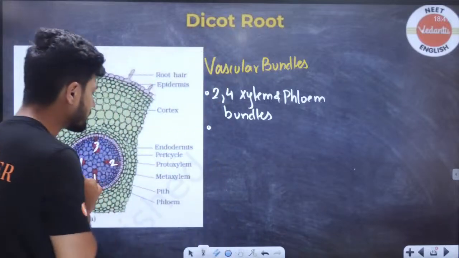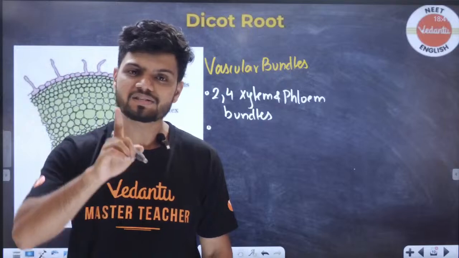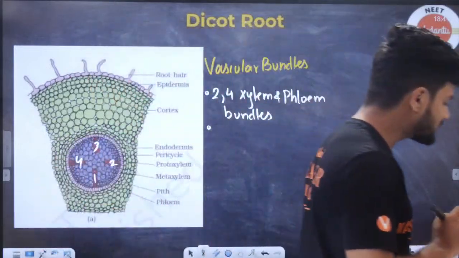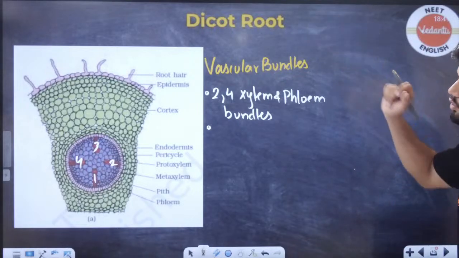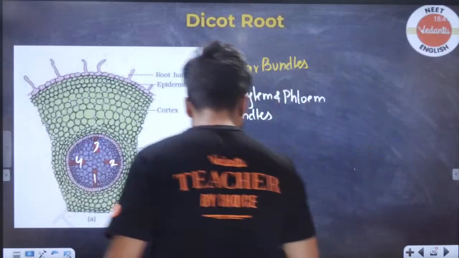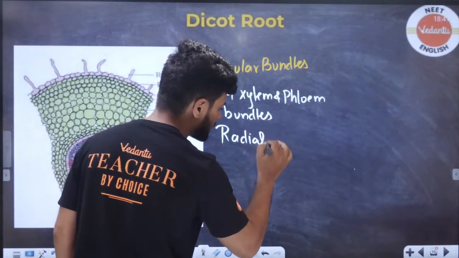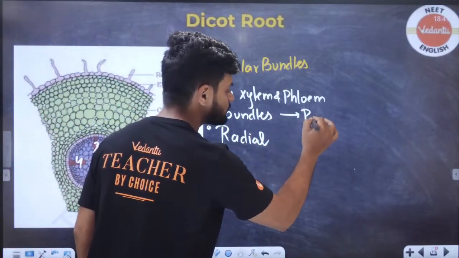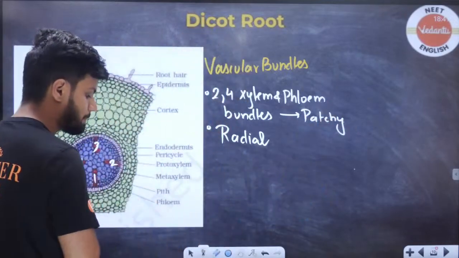Okay. Apart from that, we just now learnt, how are they arranged? Are they arranged radially or collateral or conjoint? Tell me students. It is a root. So root is always radial arrangement. Yes or no? Always radial arrangement. And it is always patchy, arranged in a patchy-like structure.